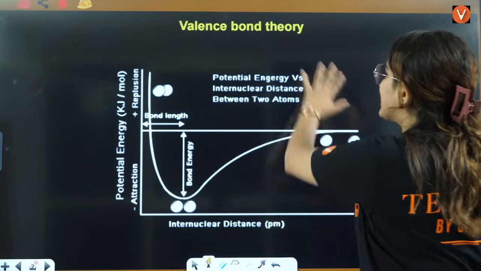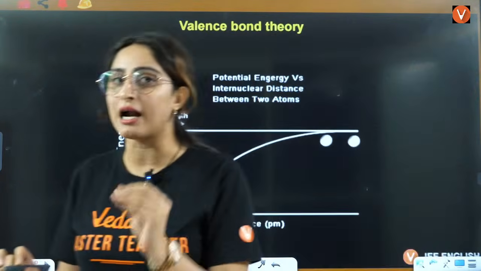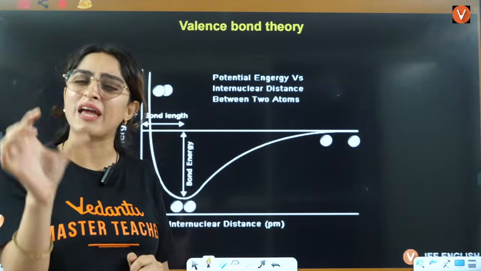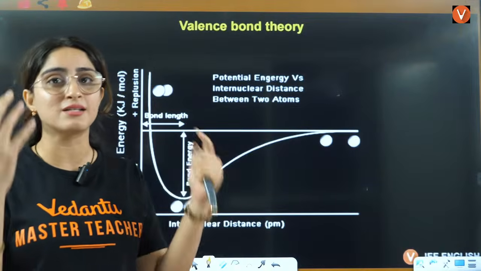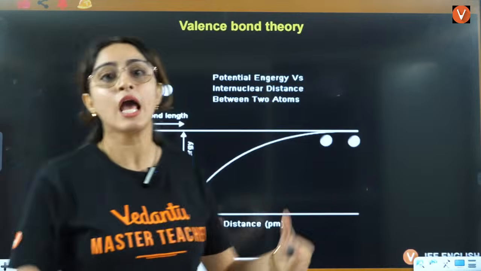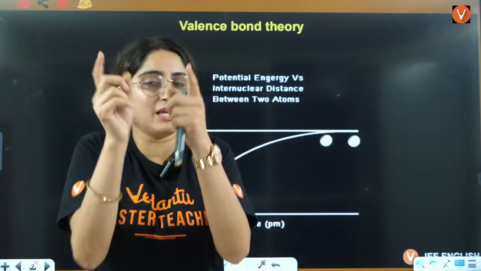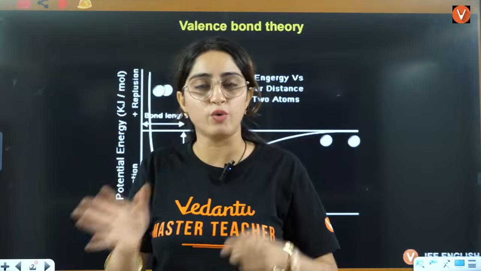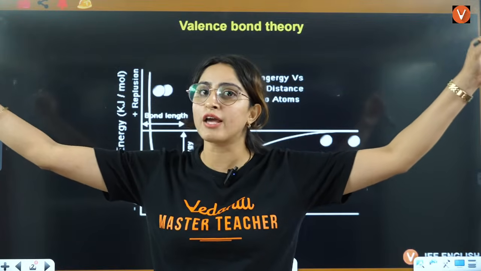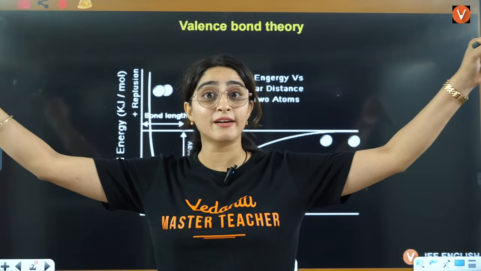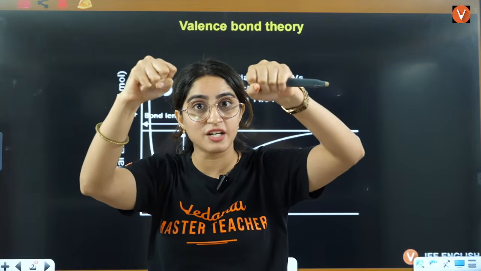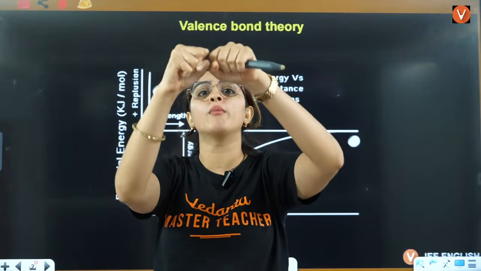Now this particular diagram is from your NCERT, and from this, in the latest year, a very simple question has been asked. Let's understand what this diagram means. This diagram states that when two atoms come near, there are two kinds of forces acting on them: attractive forces and repulsive forces. When two atoms are away from each other, they get attracted to each other. They come closer, attraction, and then they form a bond.